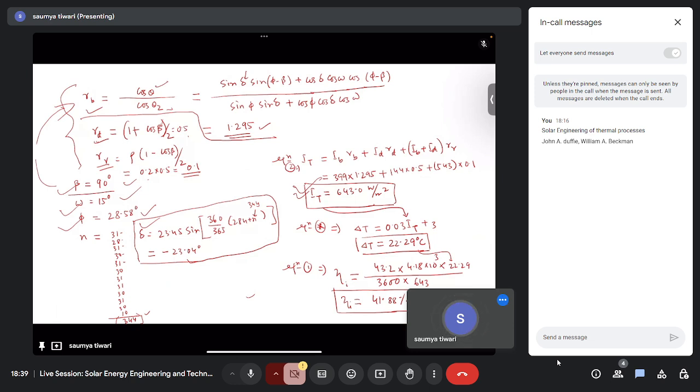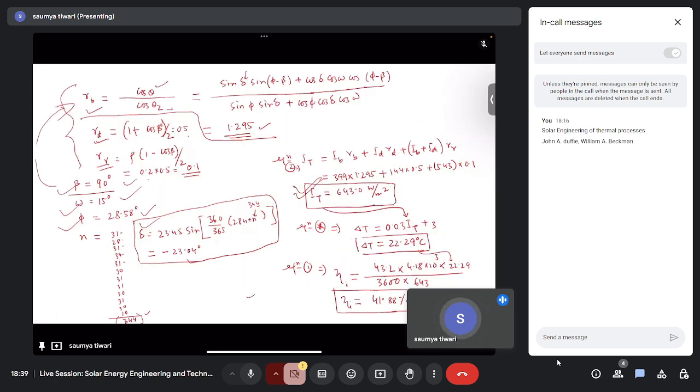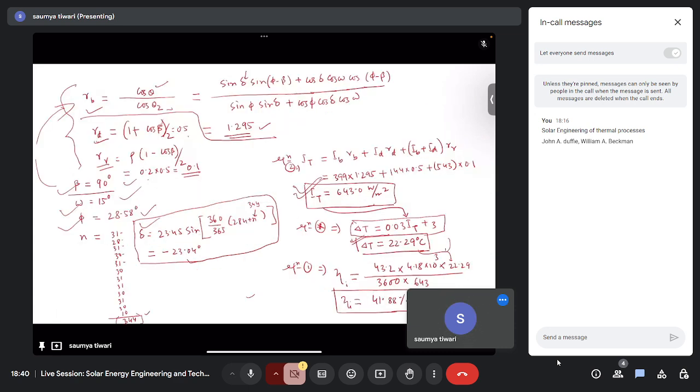From IT, what you can calculate is, there is a relation given already in the question to calculate the change in temperature as a factor of IT, right? So you can calculate delta T from this particular relation already given in the question. So we have calculated all the unknown values for the efficiency formula that we have explored here. So we can put all these values back into the equation to get your efficiency, which is 41.88%.